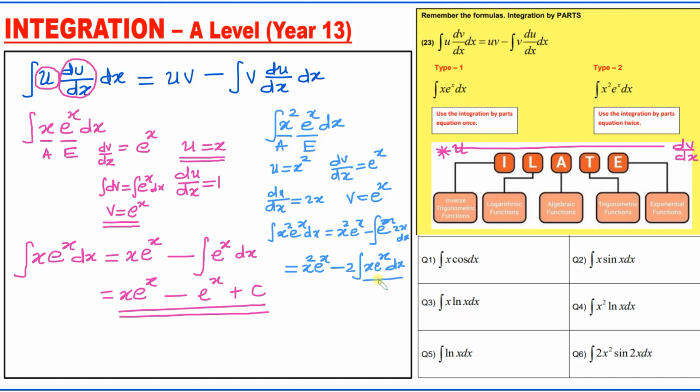Now this is the question we already did. That is the first example I did. So you need to do the integration by parts separately. For that answer we already know, I'm not going to do that again: minus 2 in bracket, the answer is x e to the power x minus e to the power x, plus c. And the final answer is going to be x squared e to the power x minus 2x e to the power x plus 2 e to the power x plus c.